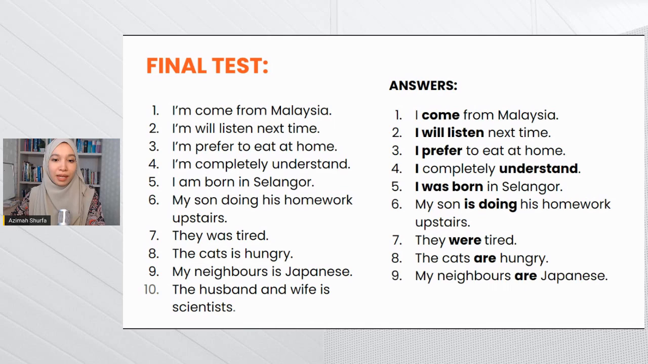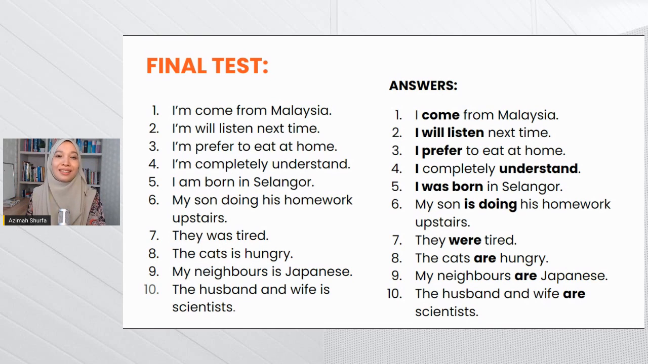Number 9, my neighbors. Again, plural there. More than one. My neighbors are Japanese. And number 10, same thing. Look at the subject. How many? There's 2, husband and wife. The husband and wife are scientists. 10 out of 10, everybody, hopefully.